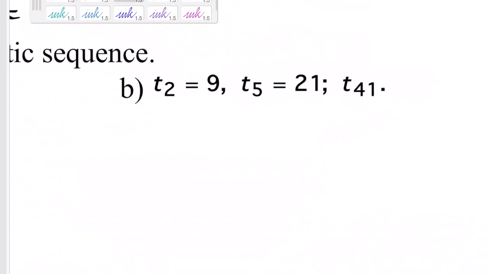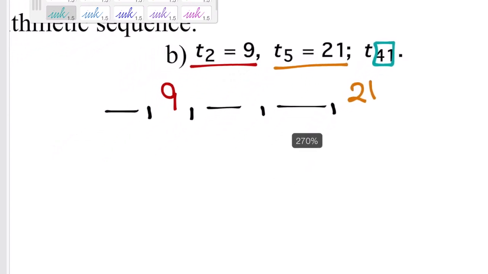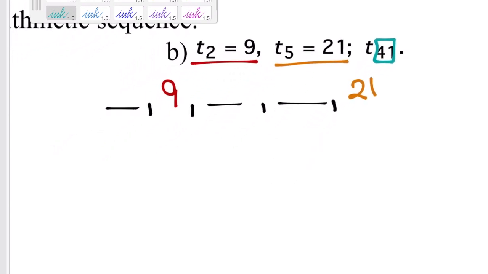And then our very last one. Because we're given the second term and the 5th term, I want to do like I've done before, like we did in the previous example. I'm a very visual person. I like to see this happening. So I don't know the first term, but I know the second term is 9. I don't know the third or the 4th term, but I know the 5th term is 21. And so we're trying to find the 41st term. So in order to do that t sub 41, I need the first term and the common difference.